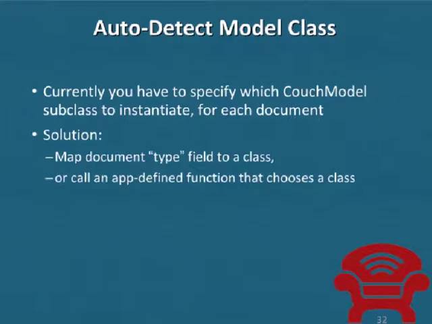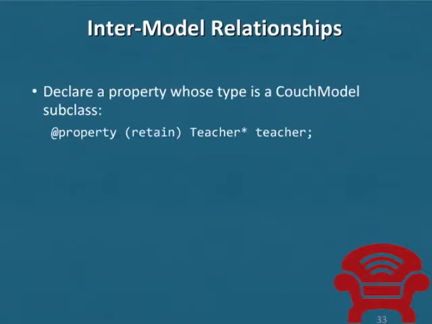Another thing which I'm already working on is relationships between models. That would just mean that you define a property whose value type is an object that is a subclass of Couch model. So in the student example, again, we could declare who the teacher of this student is. And we would make its property type be teacher, whereas somewhere else we have declared teacher as being a subclass of Couch model.